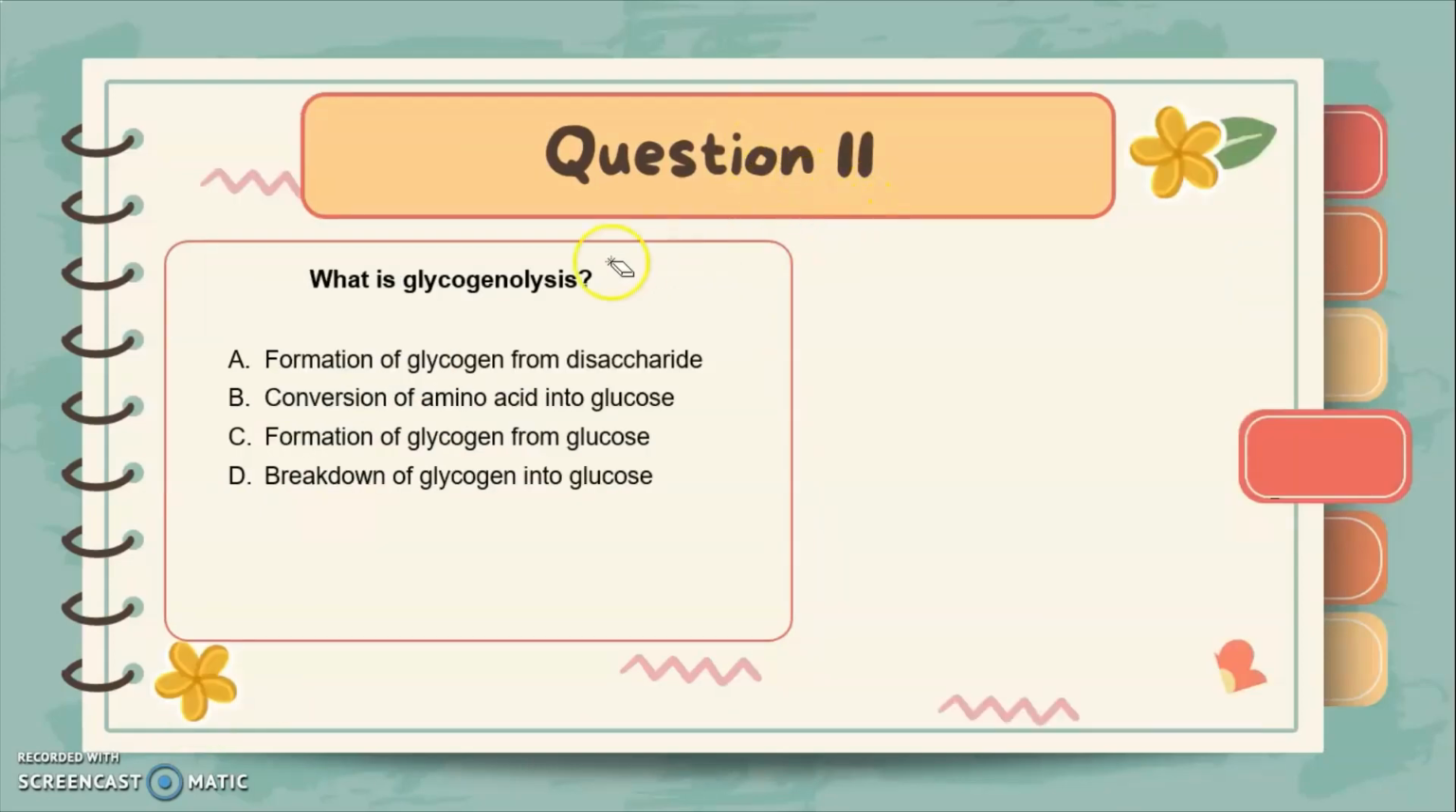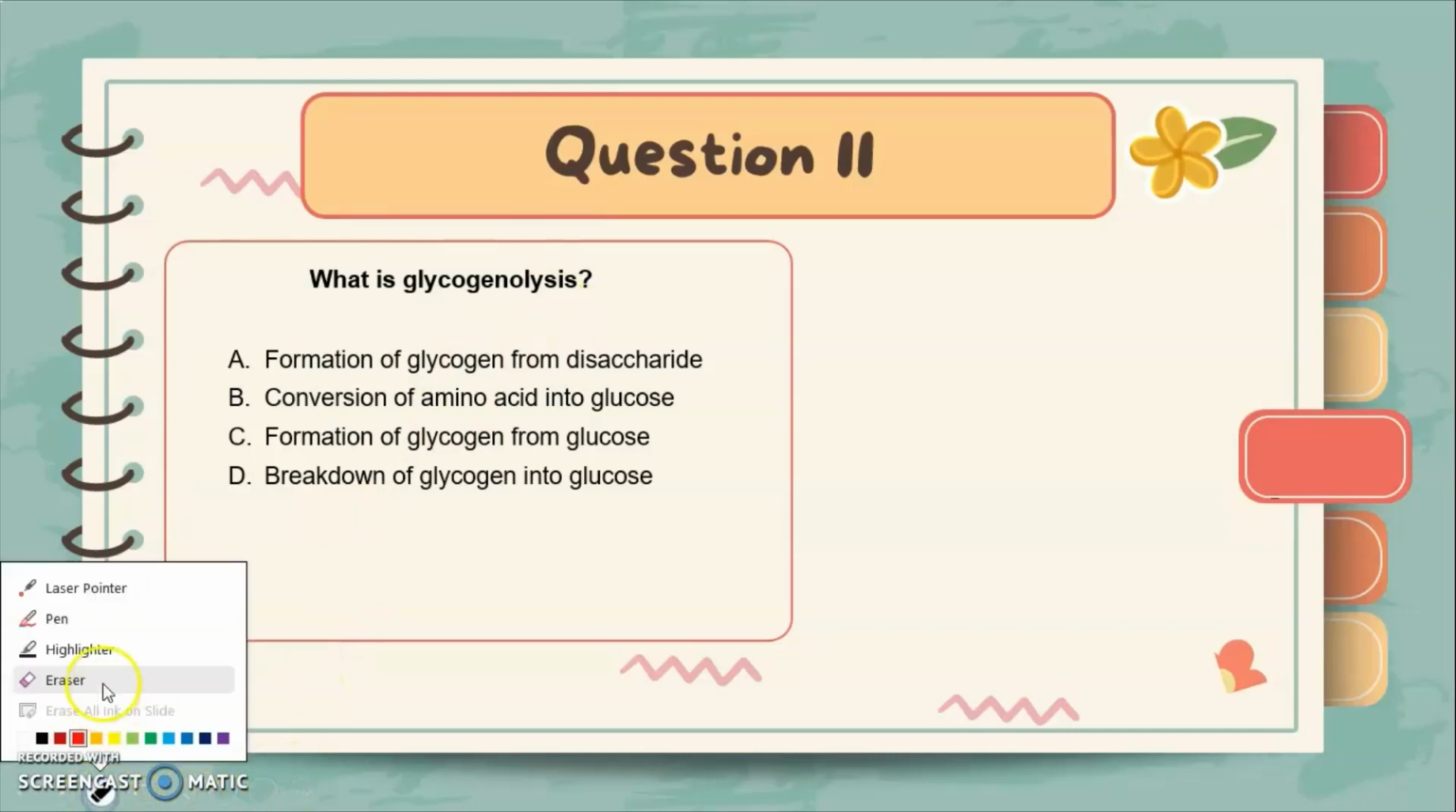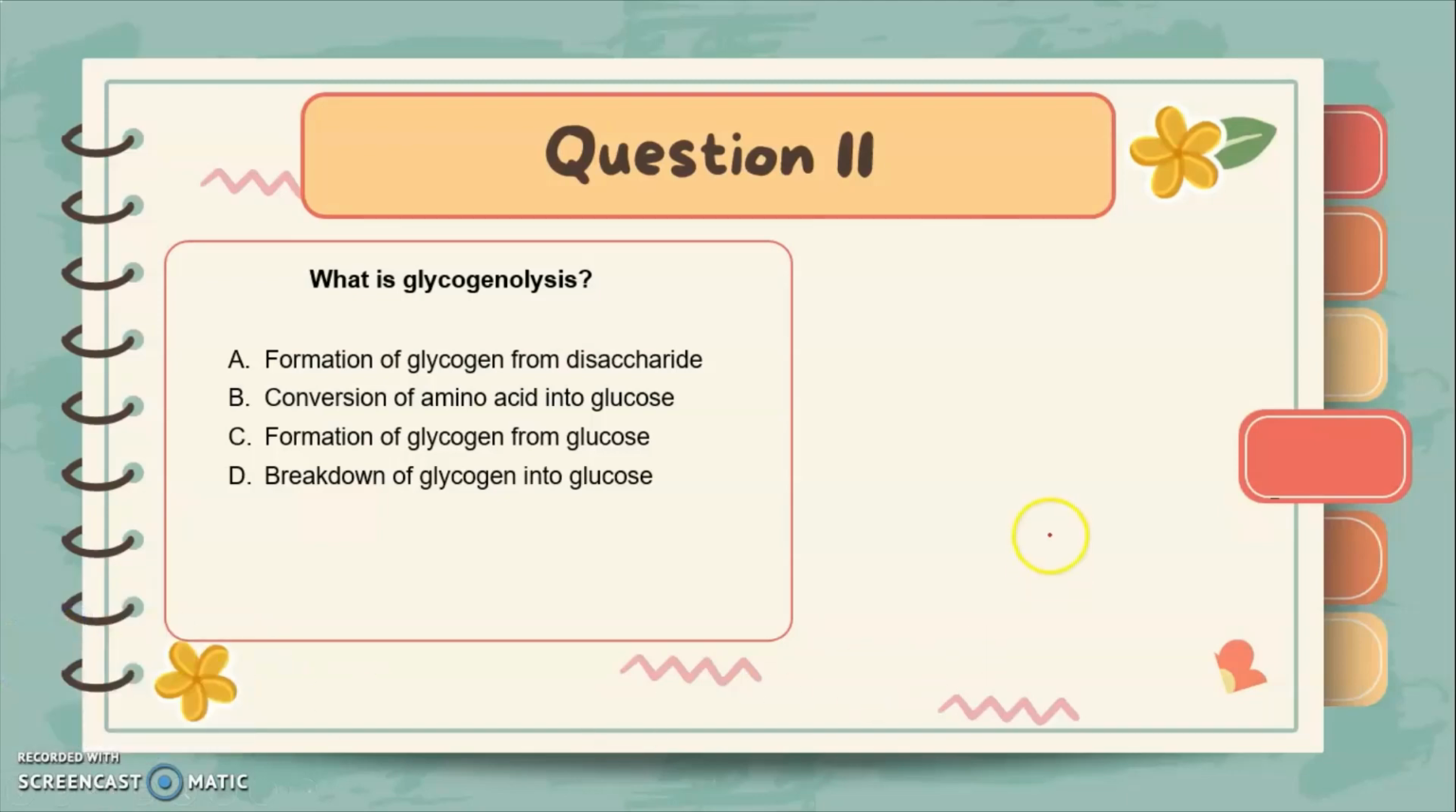Question 11. What is glycogenolysis? Okay, class. Kita dalam regulation of blood glucose level, kita ada jumpa beberapa istilah yang berkaitan, antaranya adalah glycogenolysis. Okay, kemudian kita juga ada jumpa glycogenesis. Yang ketiga adalah kita jumpa gluconeogenesis.